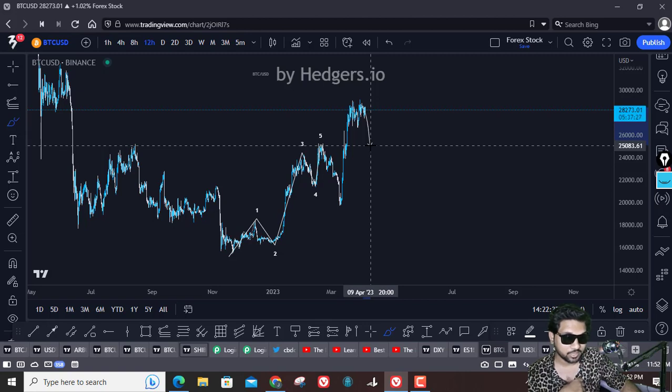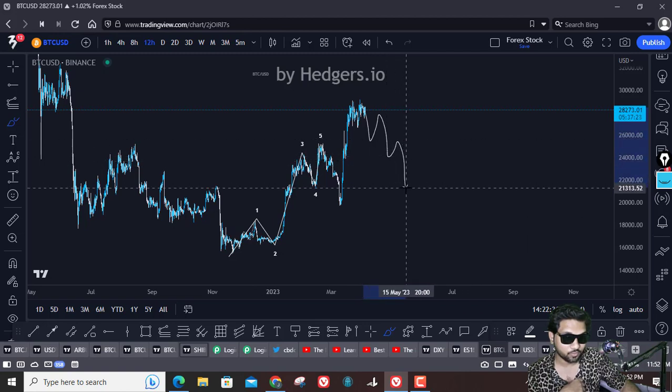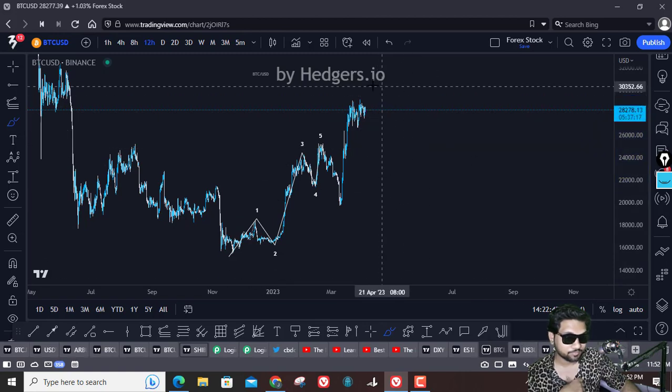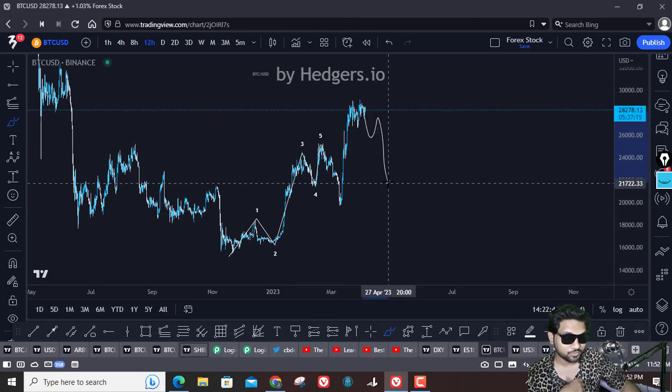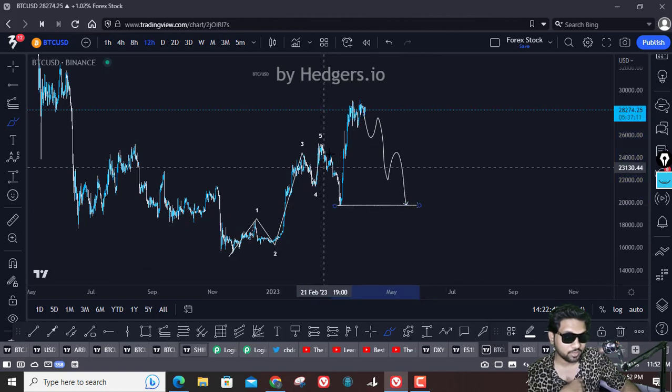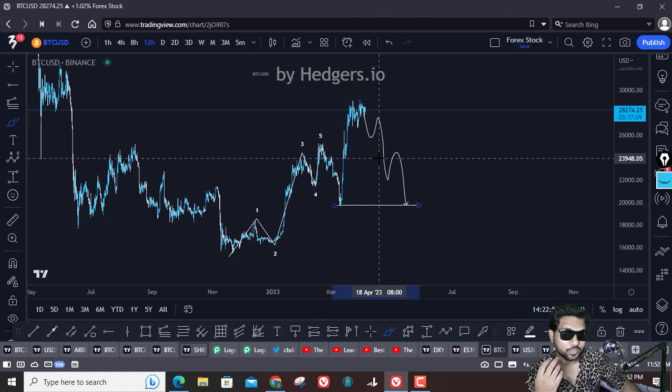in terms of wave C, which can consist of a 5 wave move to the downside. Okay, 1, 2, 3, 4, 5, like this. 1, 2, 3, 4, 5. Okay, that can retest the lows here.